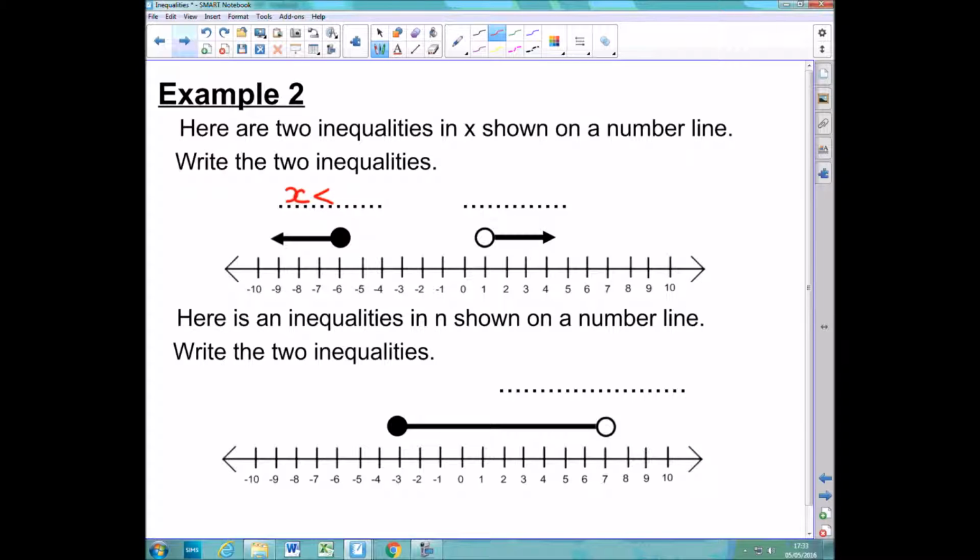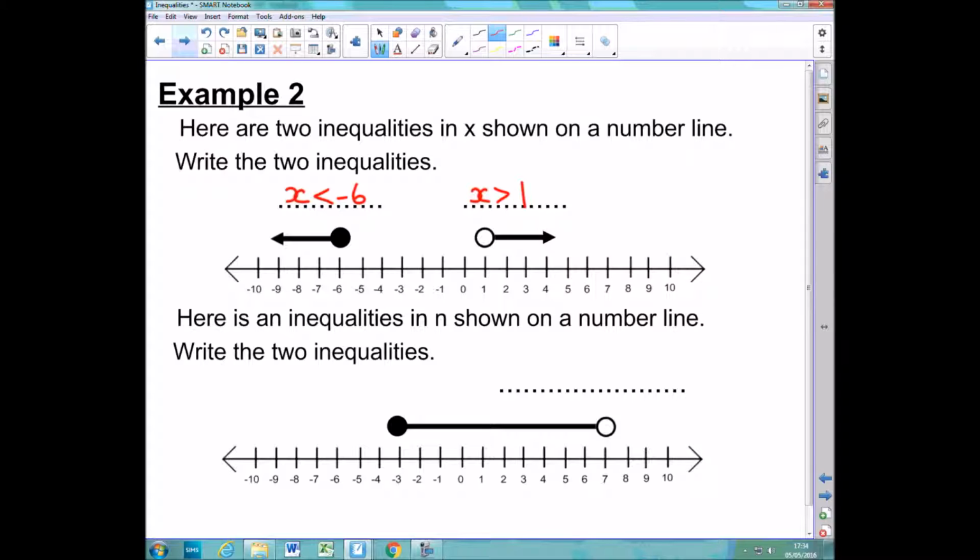Okay, and that is also going to be smaller than -6. Now if you notice, my other arrow is pointing up my number line. So this time x is going to be bigger than 1. So again, x is going to be written out. It's going to be on the bigger side of my inequality, and it's bigger than 1.